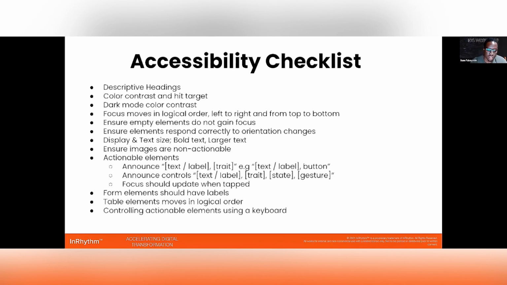Also for form elements, make sure they have labels. Every element in the form should have labels, and table elements should move in logical order. This is pretty important when you see tables in mobile apps, because there are so many columns. You don't want to have the user cycle through each element if they don't have to. Most of the time you want to group each row as its own element, and pretty much you want to be smart about it, use your intuition, and think as if you are only able to use the app with VoiceOver on.